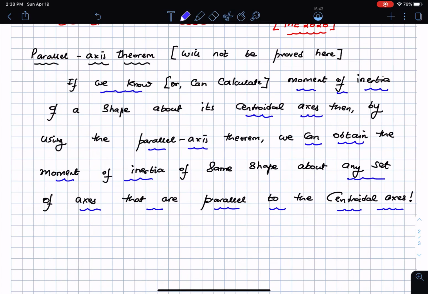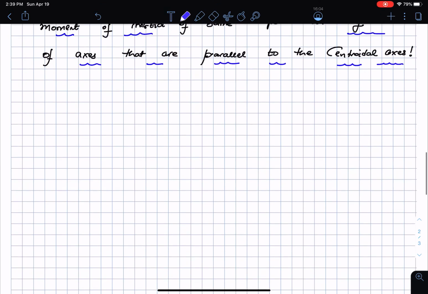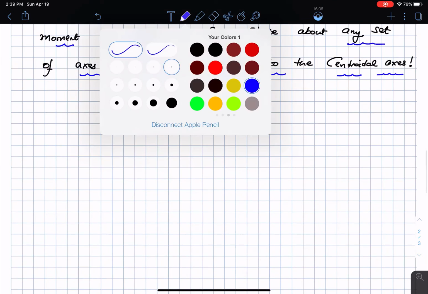I'll first write the theorem, then we will exercise this on a very simple geometric shape, which is the rectangular shape. Using that concept, we will then move on to looking at moments of inertia of composite shapes, which is the main theme here, because composite shapes are what we are going to be seeing when we do stress analysis in ME 2020 in mechanics of materials. Okay, so the theorem is given as the following.